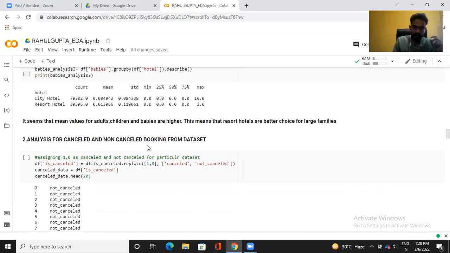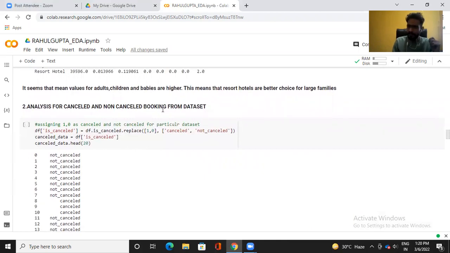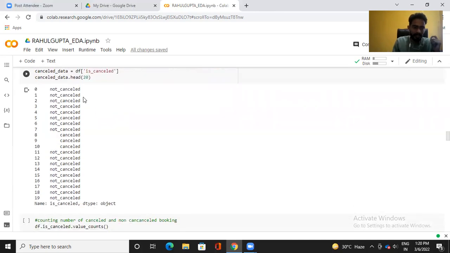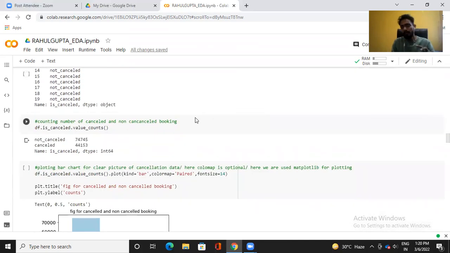Then I did analysis for the cancelled and non-cancelled booking data set. What I did here is put one as cancelled and zero as non-cancelled. Here I found that a total of 74,745 bookings are not cancelled, but still around 44,153 people cancelled their booking. So it's a very huge number compared to not cancelled.